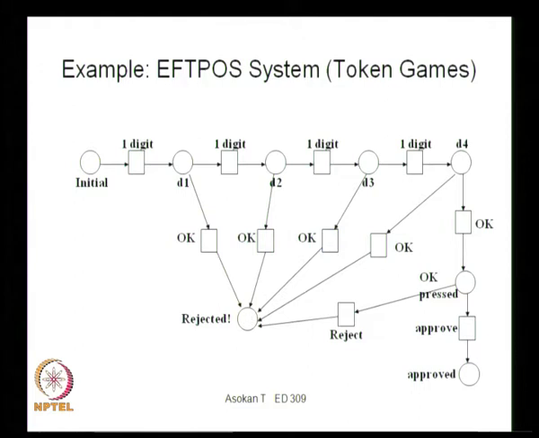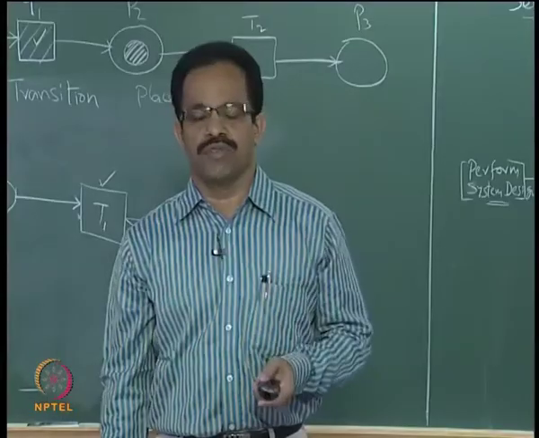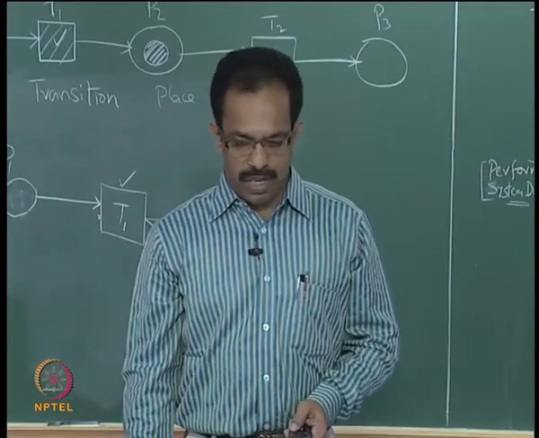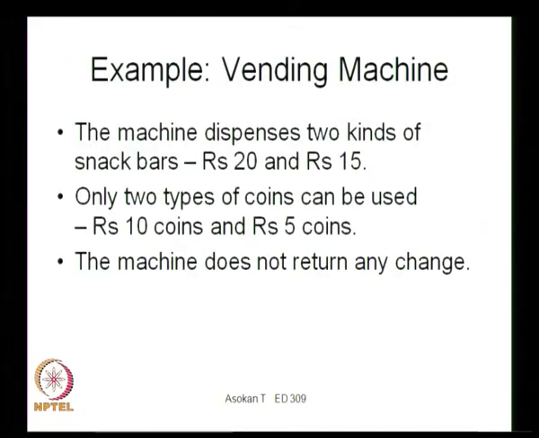Okay, so it will be rejected and it will go back to the initial one and you can start the process again. So this is the way how we can represent a simple transition or simple dynamics of a system using PetriNet. I can show you a few more examples of using PetriNet.